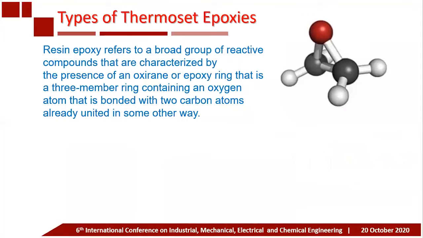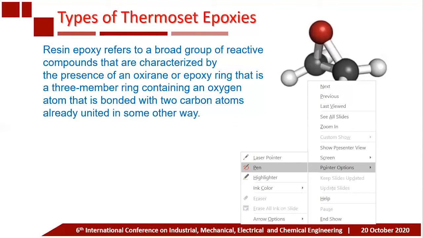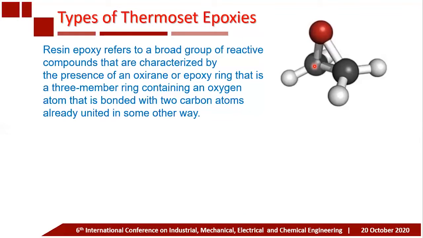Well, we will talk about the epoxy thermoset. Epoxy resin refers to a broad group of reactive compounds that are characterized by the presence of an oxirane or epoxy ring, that is a three-member ring. I will give a pointer. It contains one oxygen here on the right, bonded with two carbons, the black ones. These are the carbon atoms, and they should be balanced with other atoms around these carbon and oxygen atoms.